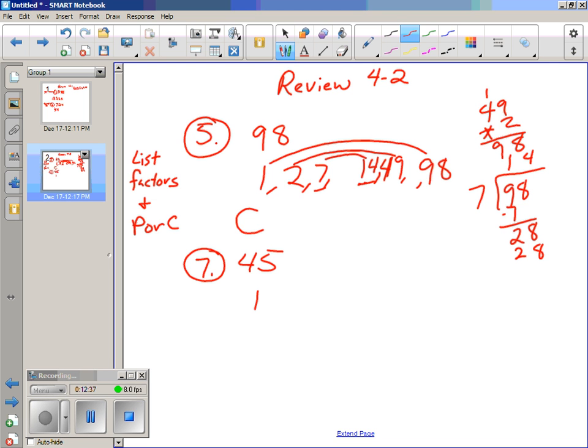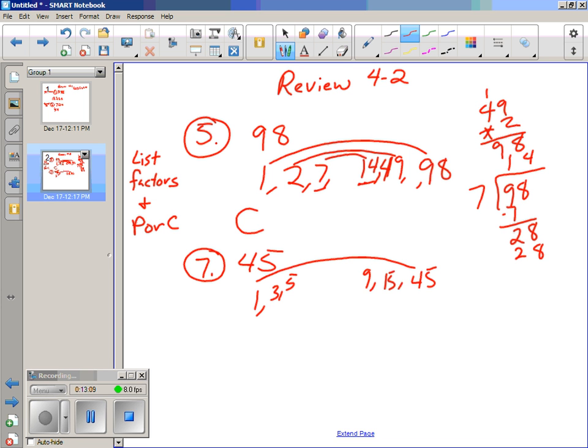All right, 1 and 45 will work, right? We got to remember the first one right away. Will 2 go into it? No, it's not even. Will 3 go into it? 3 does. 3 times 3 groups of 15 is 45. Will 4 go into it? No, 4 will go into 44. 4 times 11 is 44. All right, will 5 go into it? Yes, because it ends in 5. It better work. And 5 times what?